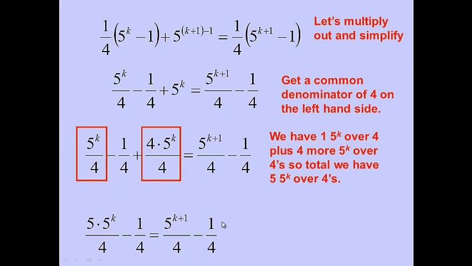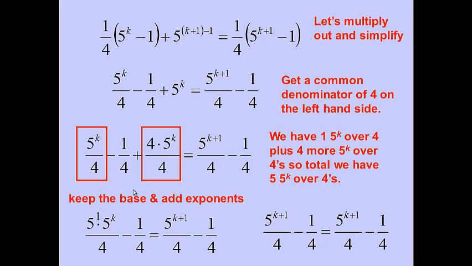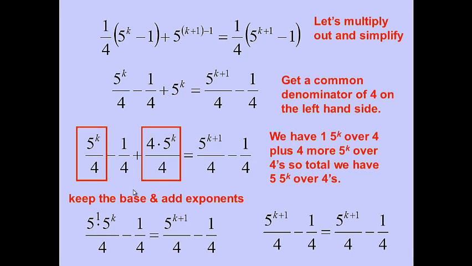Now, one more step. If we can make this look like this, we're done. So recall that if we have the same base, 5 to the first times 5 to the k, we add the exponents. So we have 5 to the k plus 1 over 4 minus 1/4 equals 5 to the k plus 1 over 4 minus 1/4. Completed the proof. So I'll give you that back to look at for a second.